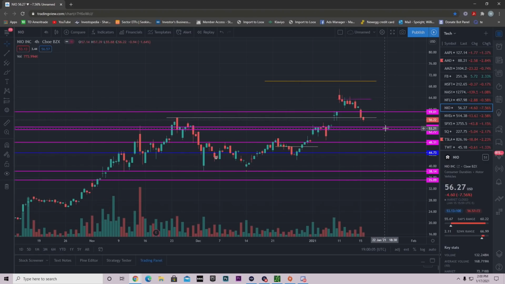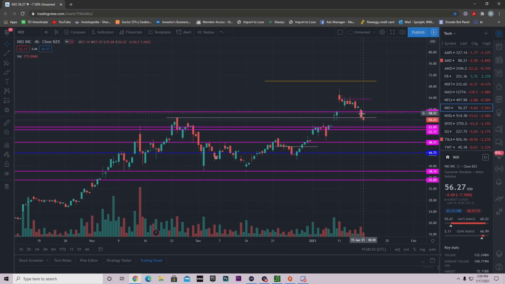Now, for the bullish case scenario, let's say on Tuesday it's bullish, right? Well, we need to get above $57. That's the first step we need to get above. Once we get above that, then we ultimately have to get above $59, and then we can start heading back up to all-time highs. Because if we don't, we're just going to get rejected like we did on Friday.